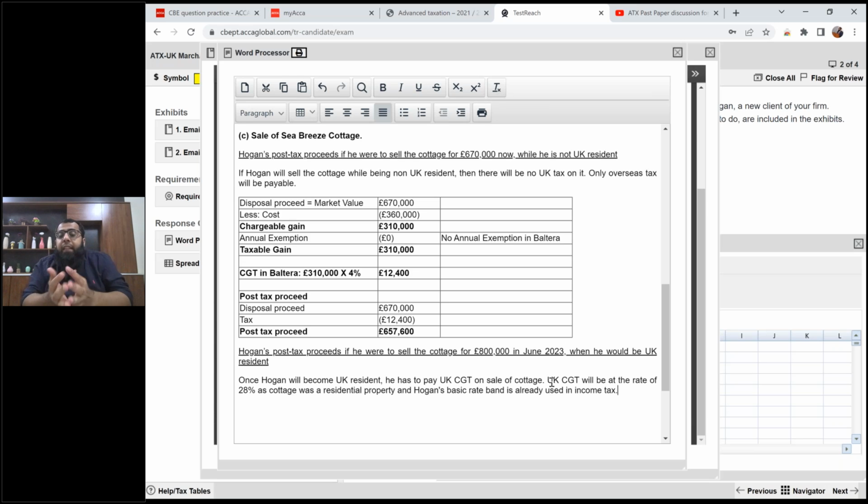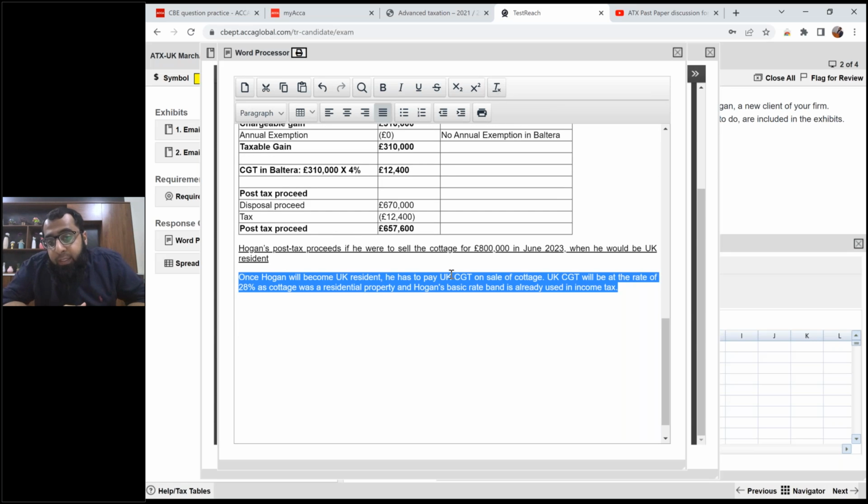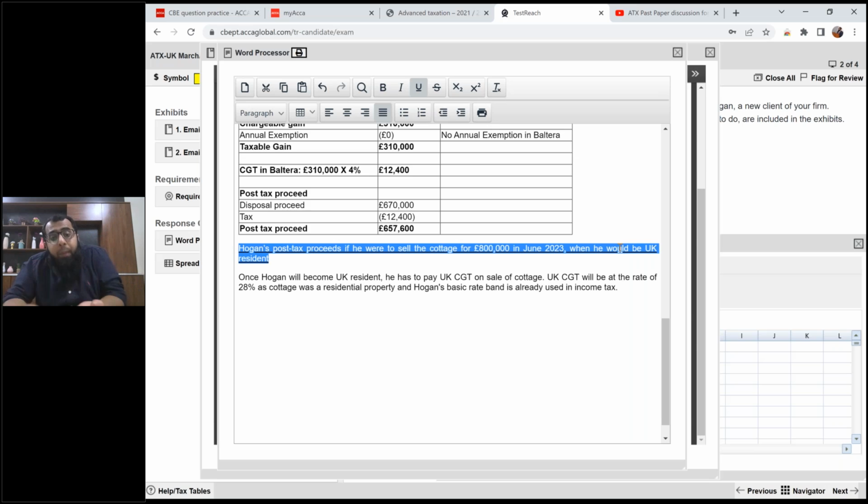I will repeat it again. I want you all to listen to me carefully. Once Hogan becomes UK resident, he has to pay UK CGT. It is very clearly written here: when he is UK resident. So when you become a UK resident, you have to pay UK CGT on the sale of the cottage. Now, UK CGT will be at the rate of 28%.